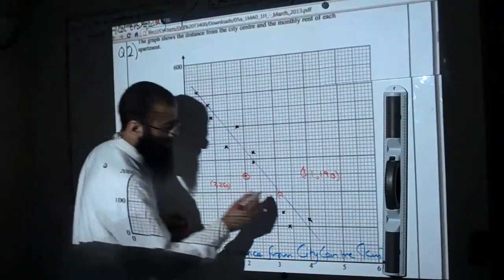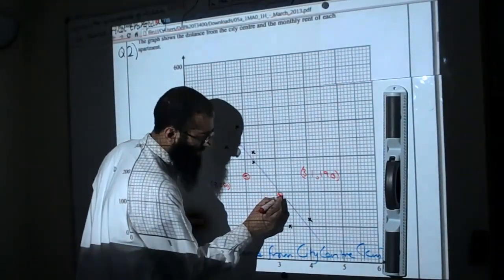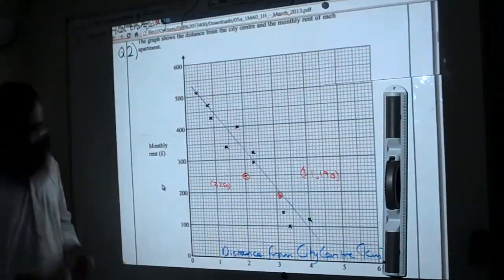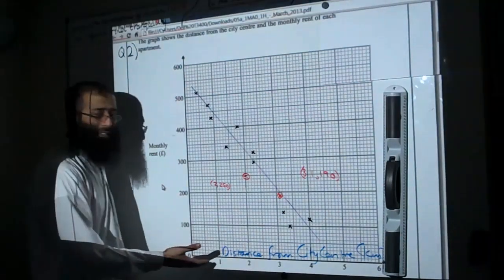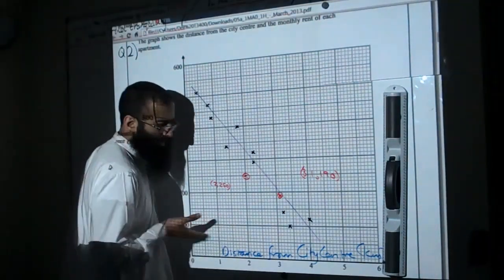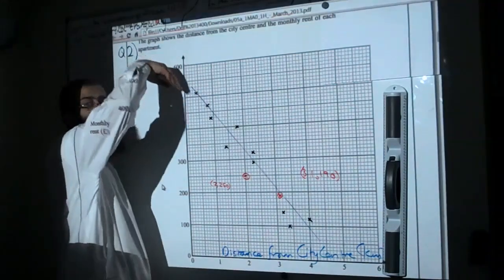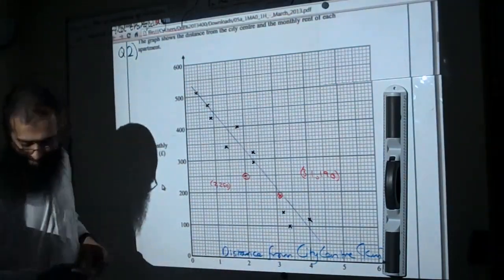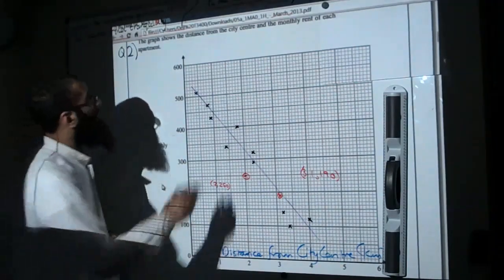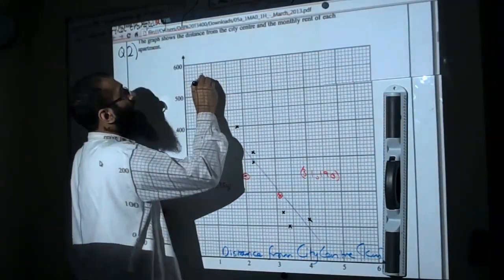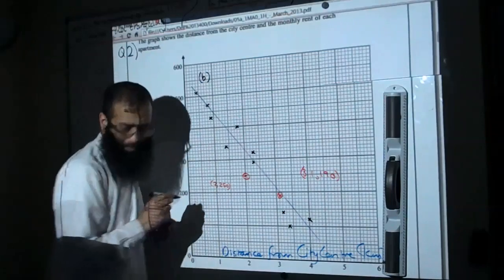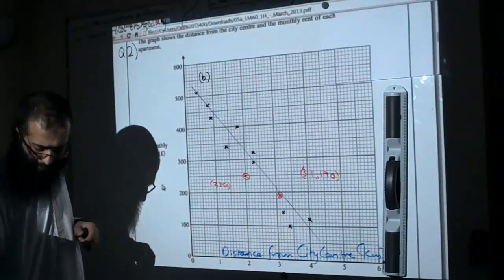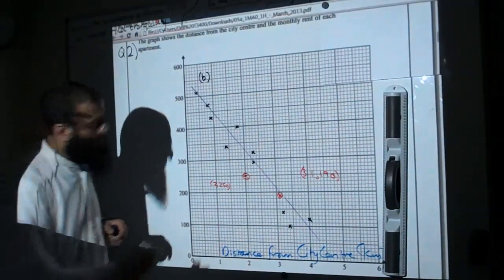Don't mind the circumstances I have here with me. Right, now, that's a line of best fit. As we can see, as the distance from the city centre increases, the rent decreases. That is the relationship that we have here. So we need to make that statement. So that's question part B.